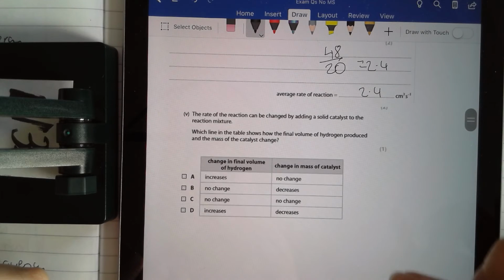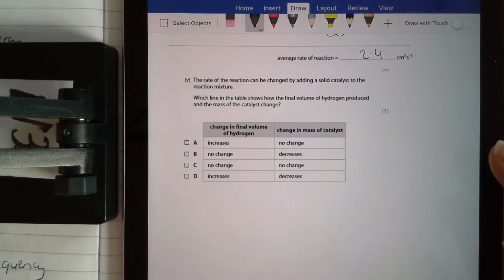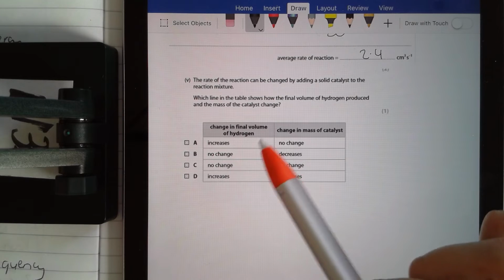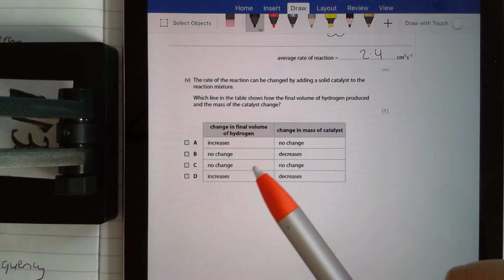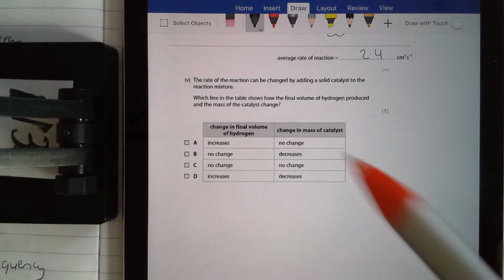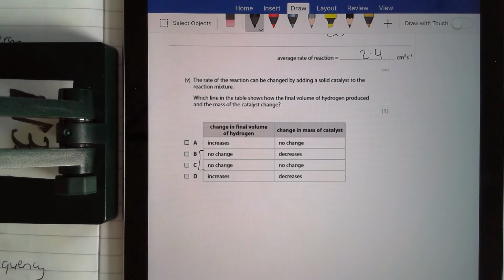Okay. The rate of the reaction can be changed by adding a solid catalyst. Which line shows how the volume of hydrogen produced and the mass of the catalyst change? So, change in the final volume. If you add a catalyst, are you going to get more or less product? The answer is neither. If you add a catalyst, you are not going to change the amount of product you get. So I'm going to be looking at B and C.